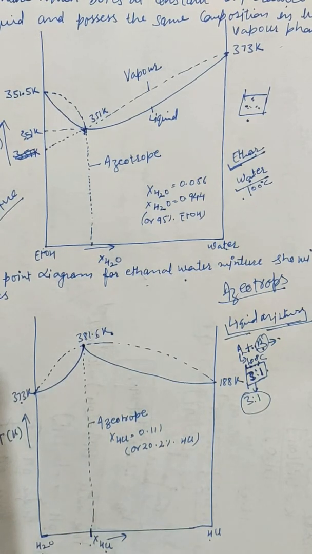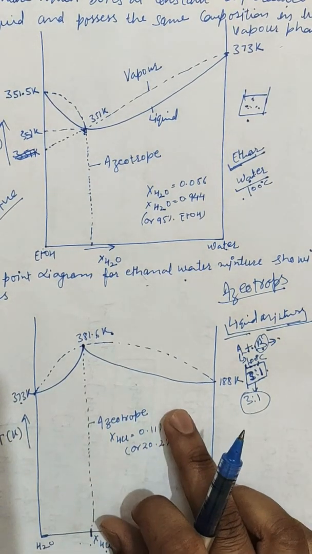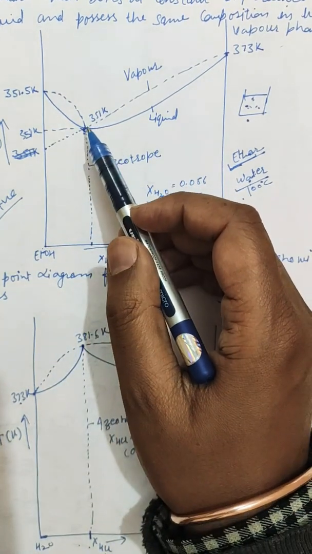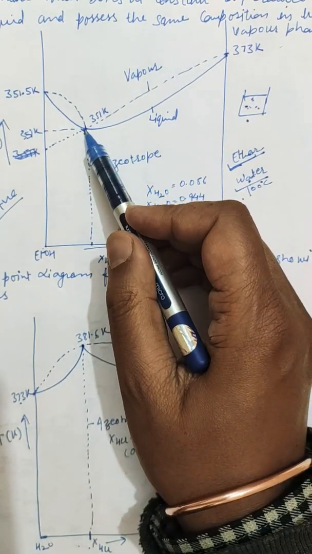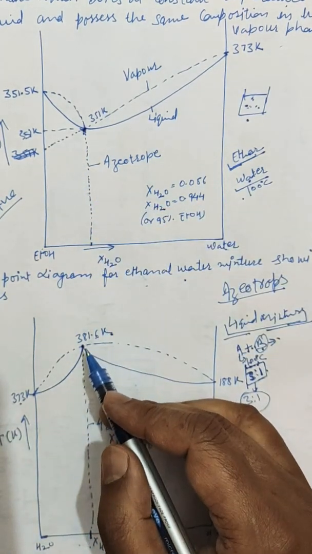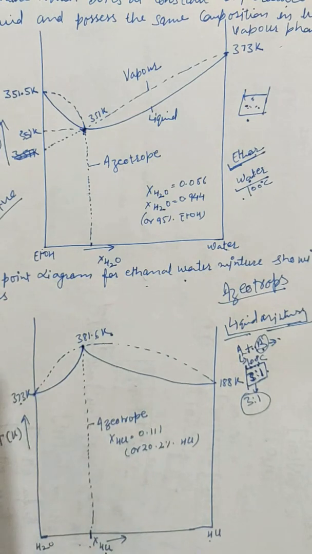So I don't think there is a need to explain this diagram again. It is similar to this. The only difference lies here. This is the minimum boiling point azeotrope as it has a minimum in the boiling point, whereas this is a maximum boiling point azeotrope. So you can repeat it or revise it, then you will be more clear about it.